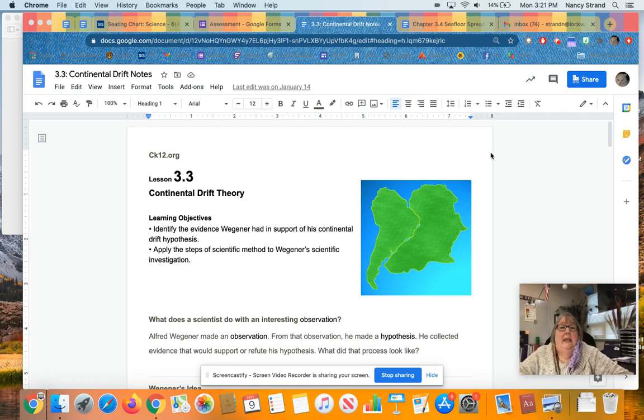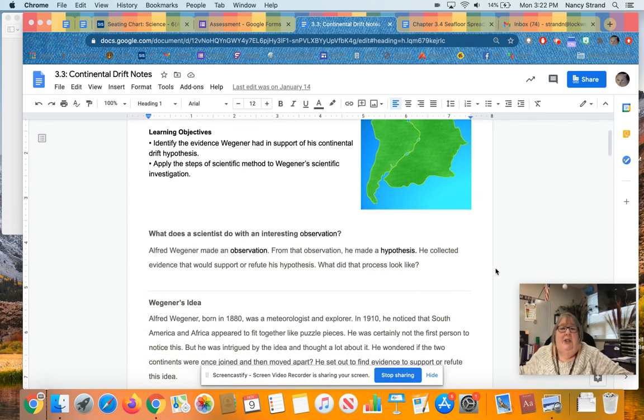Hello, Lesson 3.3 Continental Drift Theory. So, the learning objectives: identify the evidence that Wegener had in support of his continental drift hypothesis. Notice I did not say theory. And apply the steps of scientific method to Wegener's scientific investigation, which he did many, many years ago.